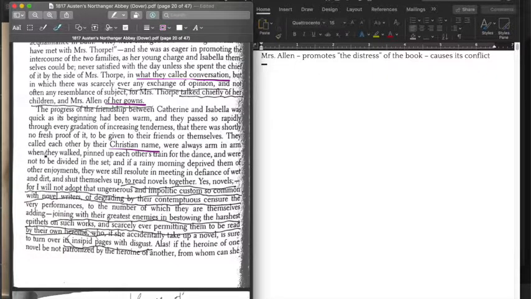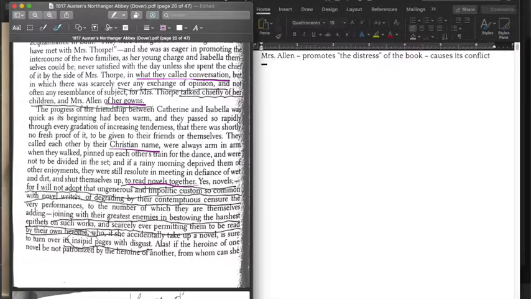"And they were always arm in arm when they walked, pinned up each other's train for the dance, and were not to be divided in a set. And if a rainy morning deprived them of other enjoyments, they were still resolute in meeting in defiance of wet and dirt, and shut themselves up to read novels together." Now remember, this book, whenever there's a mention of books or reading or writing, pay attention. So when it rains out, nice gothic weather, right? They read novels together. Yes, novels.